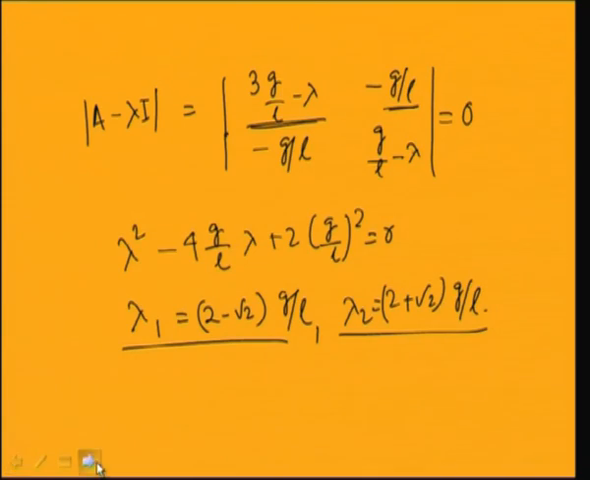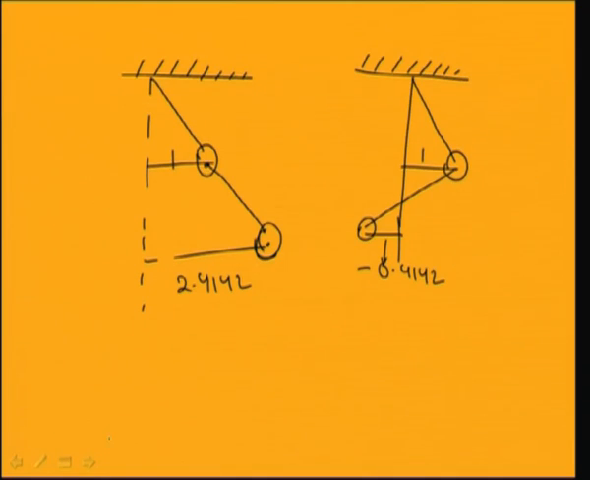So the steps are: first you write the equation and write the mass matrix and the stiffness matrix. Now you find the A matrix, A equals M inverse K. After finding the A matrix, you find the determinant of A minus lambda I. From that you can find the value of lambda. In this case you will get 2 values of lambda, and lambda is nothing but omega 1 square or omega 2 square. So from that you can get the normal mode frequencies of the system.